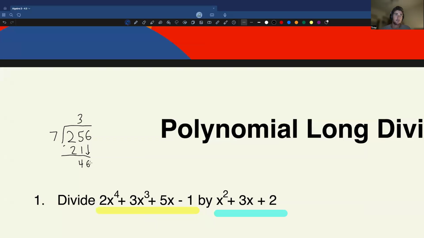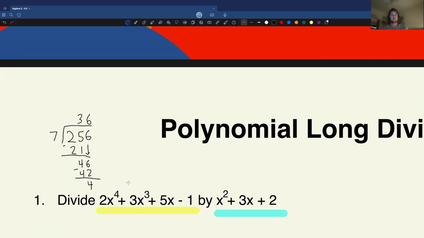So now we have 46 down here, and we're doing this process again. Now we're saying how many times does 7 go into 46? Well, 7 goes into 42 6 times. So now we have a 42 down here. We're subtracting again, and now we have a 4 right here.